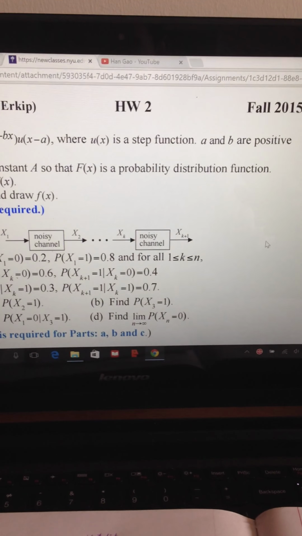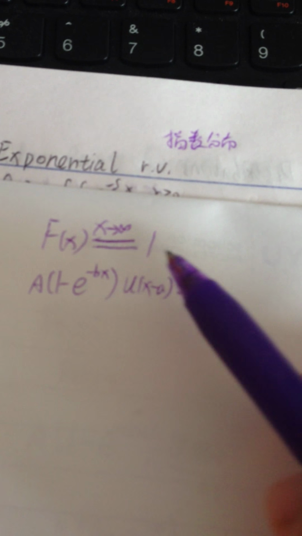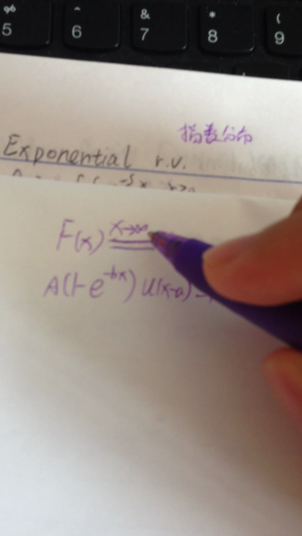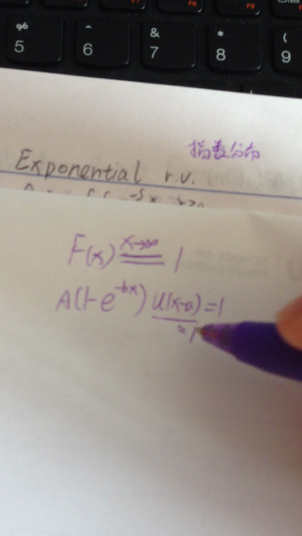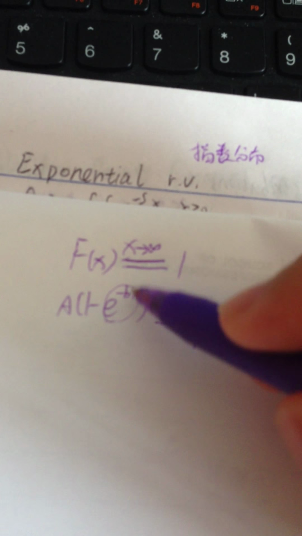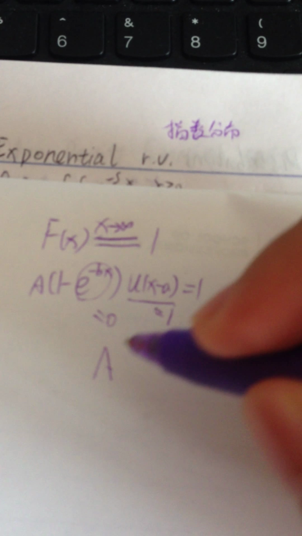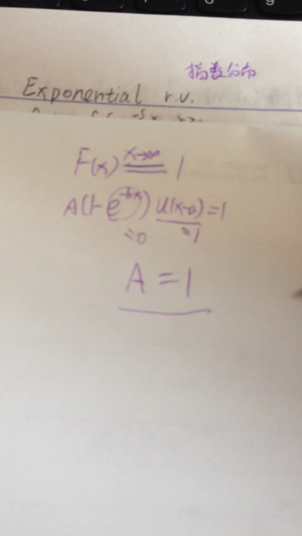According to the properties of the PDF, when x equals infinity, f of x equals 1. So we have this formula. And when x equals infinity, u of x minus a equals 1, and e to the minus b multiplied by infinity equals 0. So we have a equals 1. That's it.